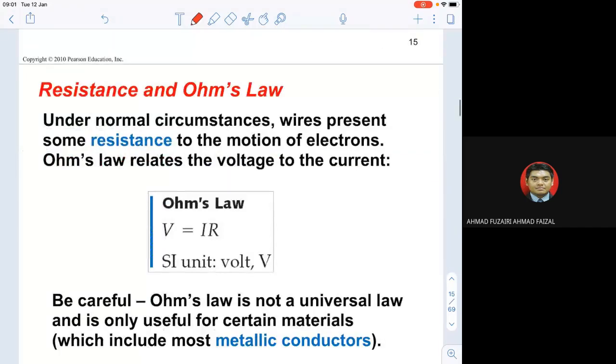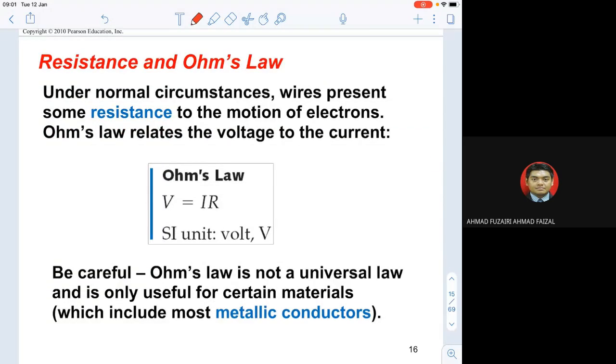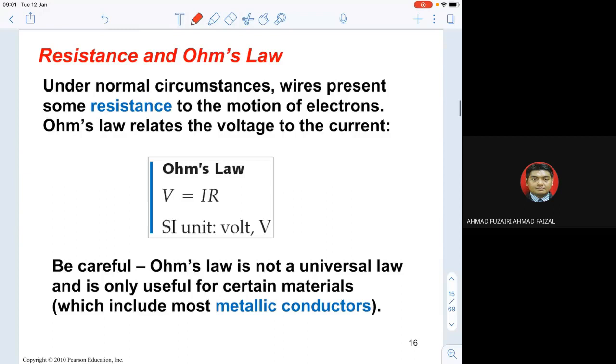So right now we want to learn about resistance and Ohm's law. Okay, resistance and Ohm's law, right? So normally we will talk about resistance. This is the resistance. We already talked about current and electric potential. Now we will complete Ohm's law with the presence of the resistance.